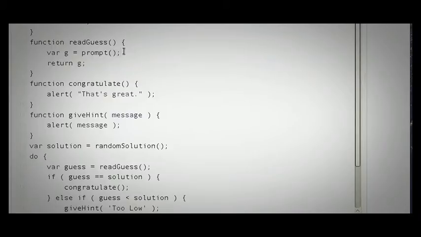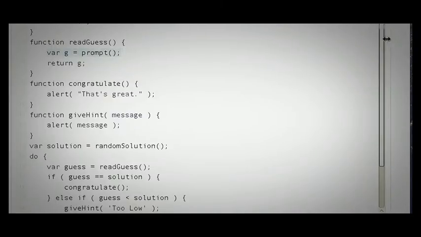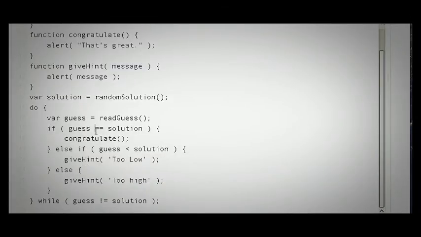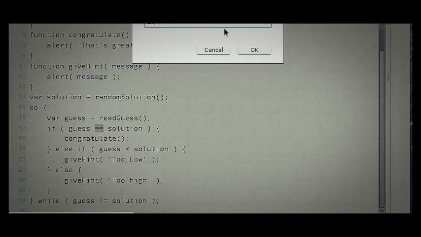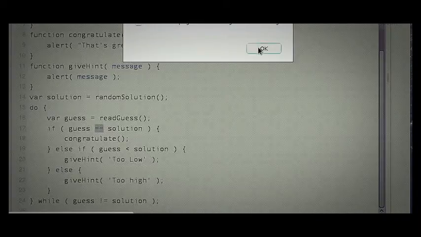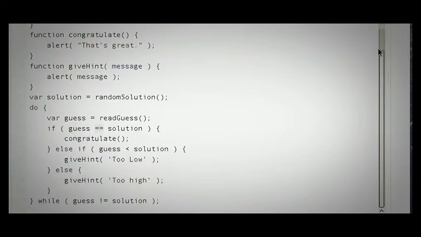Okay, so let's run it again. I have a prompt here which returns a string, and then I use a normal comparison here. So let's run. 10, too low. 55, that's great. So what's going on?